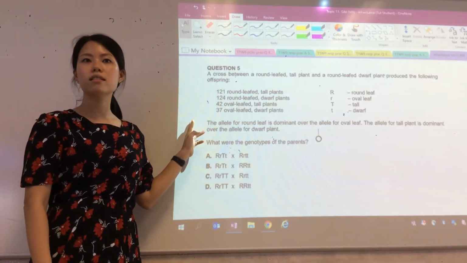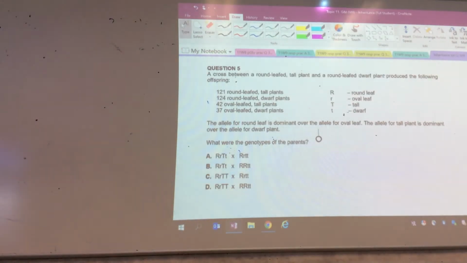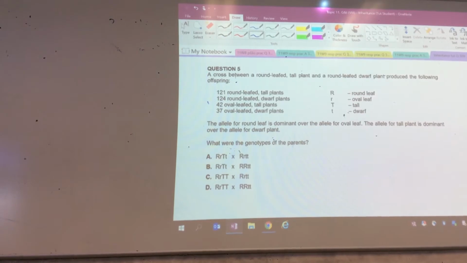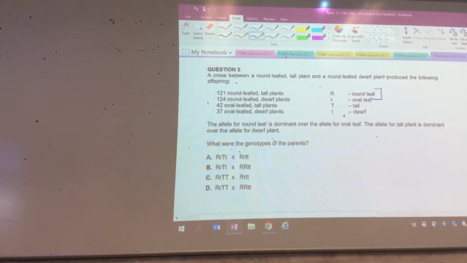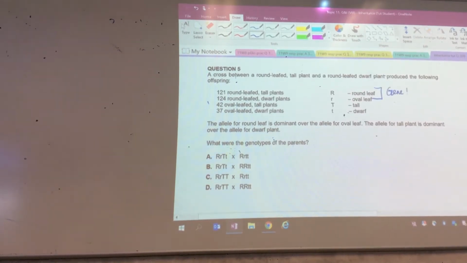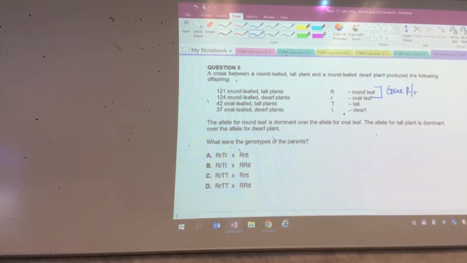Dihybrid, how do you know? Two characteristics coded for by two different genes. Okay, so you have the first one, gene R, and it is responsible for what sort of characteristic? Leaf shape. Alright, now the second gene is gene T, responsible for plant height.